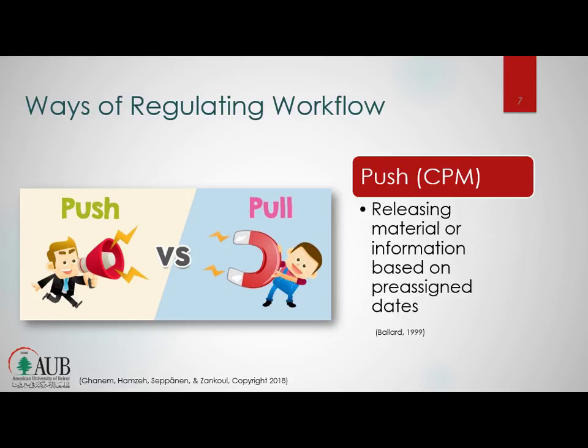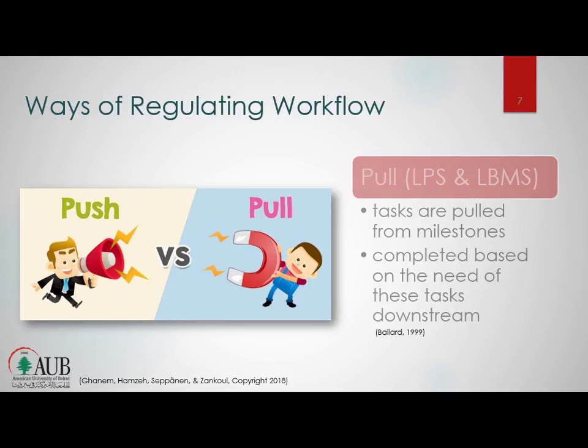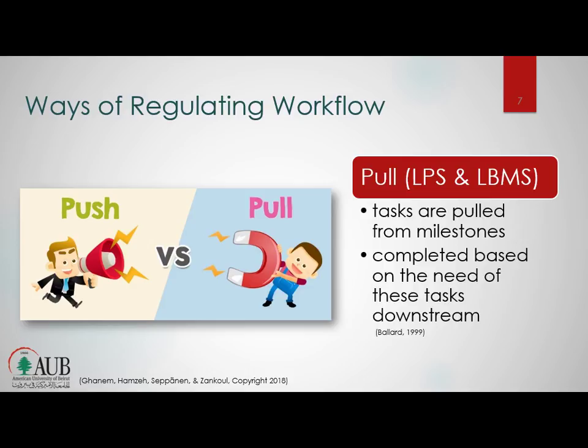There are different ways of regulating workflow in production planning and control. Theorists define mainly two behaviors. Push, which is mainly applied in CPM, the critical path method, is mainly releasing material based on preset schedule and preset dates. Whereas the pull technique, which is mainly applied in the last planner system and the location-based management system, pulls the tasks from milestones and schedules, as well as from their need downstream.